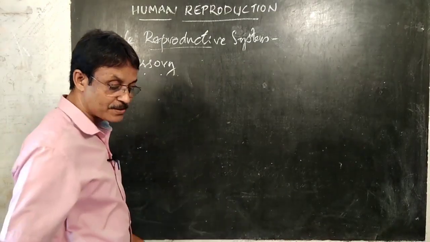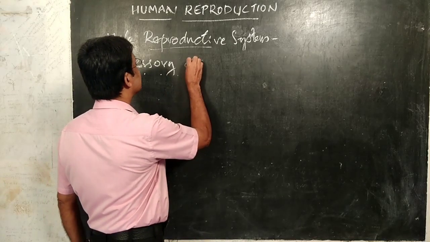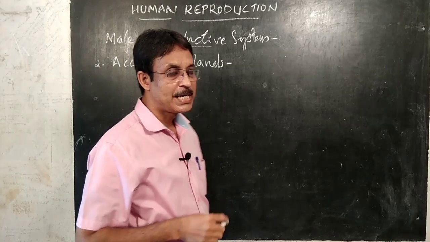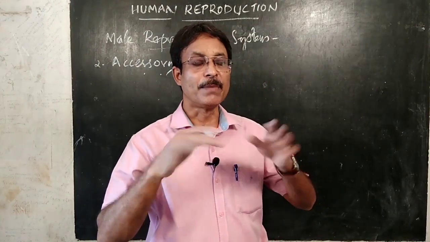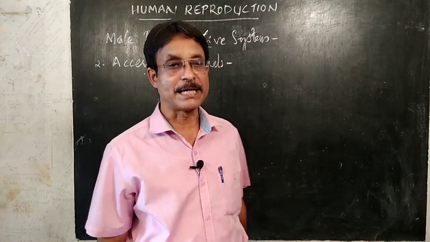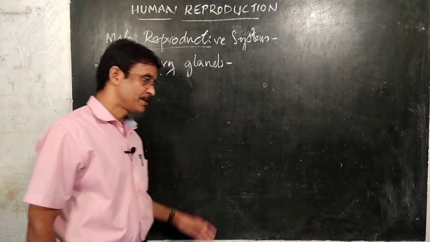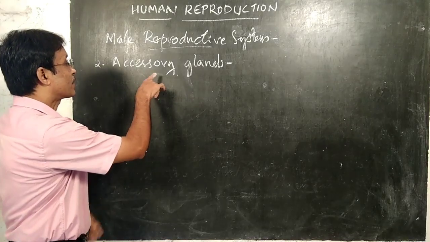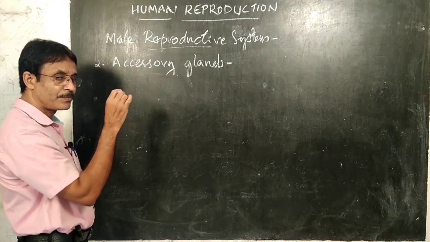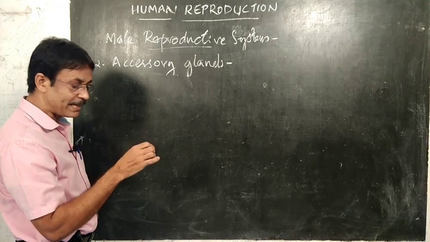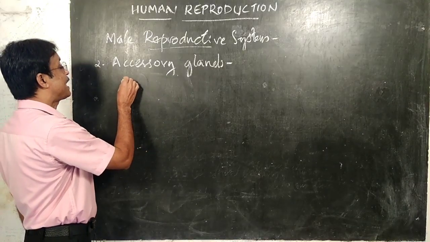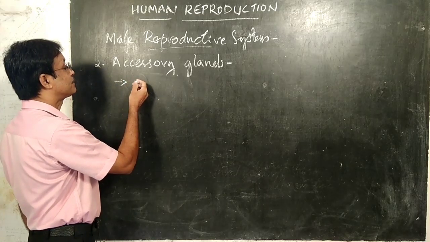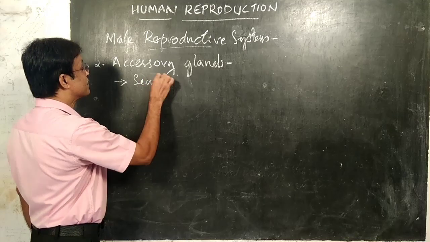Accessory glands. There are some glands for the production of certain secretions which are essential for the movement of the sperms leading to fertilization. And these secretions are produced in some glands, and they are called accessory glands. And in human beings, in males, there are three accessory glands. One, a pair of seminal vesicles.